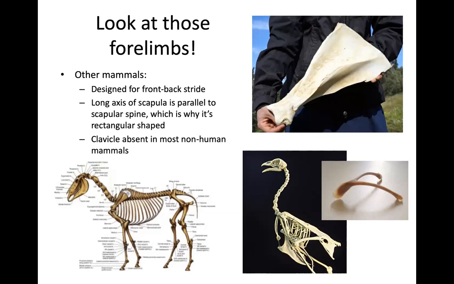Clavicles are almost absent in non-human mammals. Birds actually have what's referred to as a coracoid, or the wishbone, which in this image is right here. But morphologically it's completely different, and it doesn't serve the same function as the clavicle in humans.